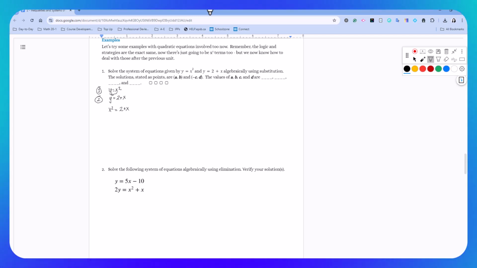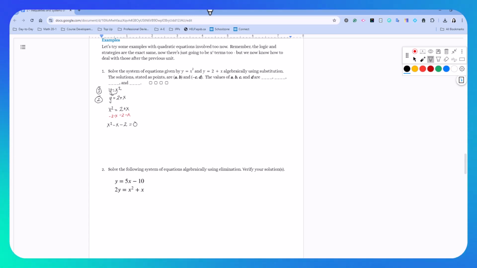Now this should be looking pretty familiar to you right now. We have looked at solving quadratic equations a lot. And we remember that the first thing that we're going to do when we solve quadratic equations is that we are going to get all the stuff to one side. So that means I'm going to subtract 2 from both sides, and I'm going to subtract x from both sides. And that gives me x squared minus x minus 2 equals 0.